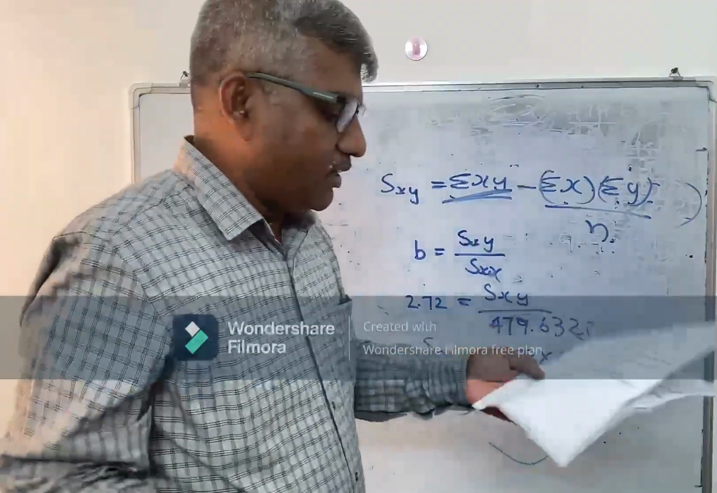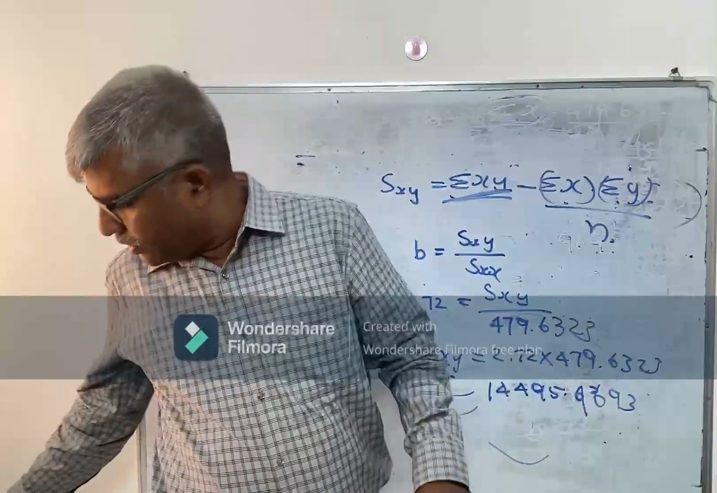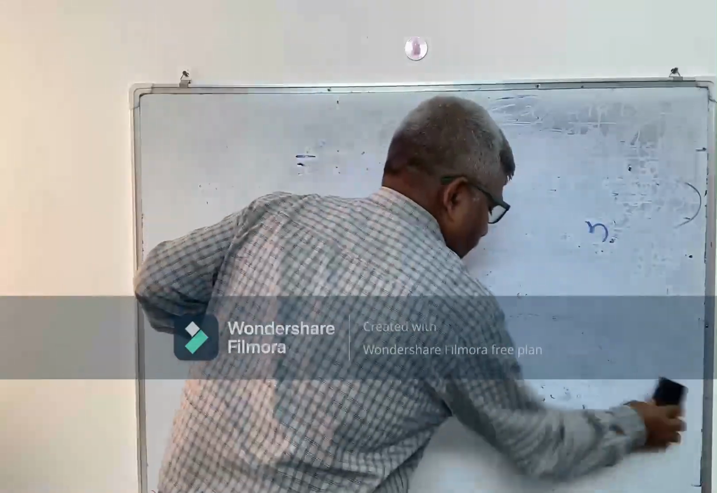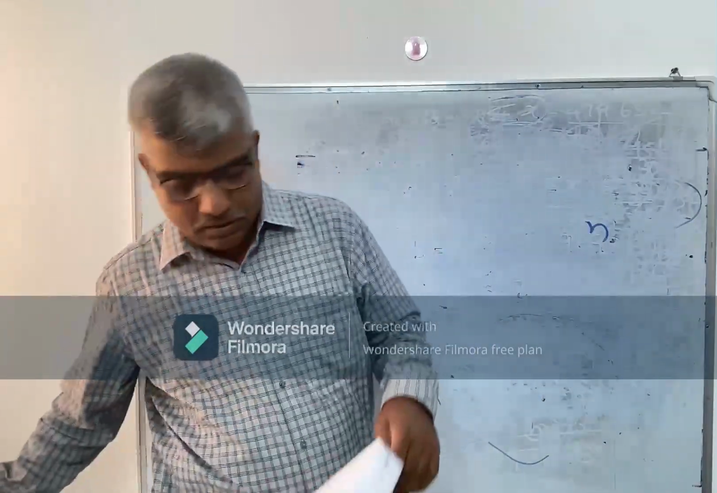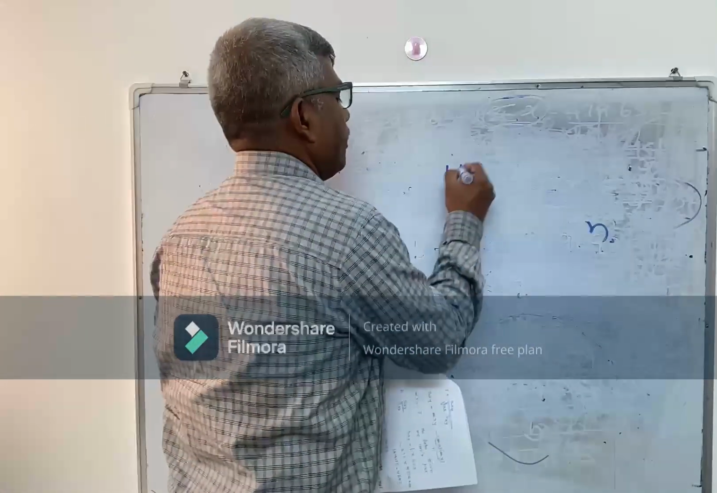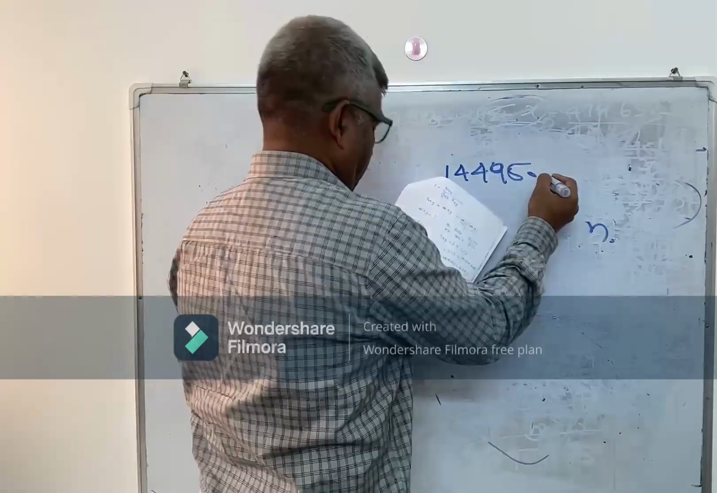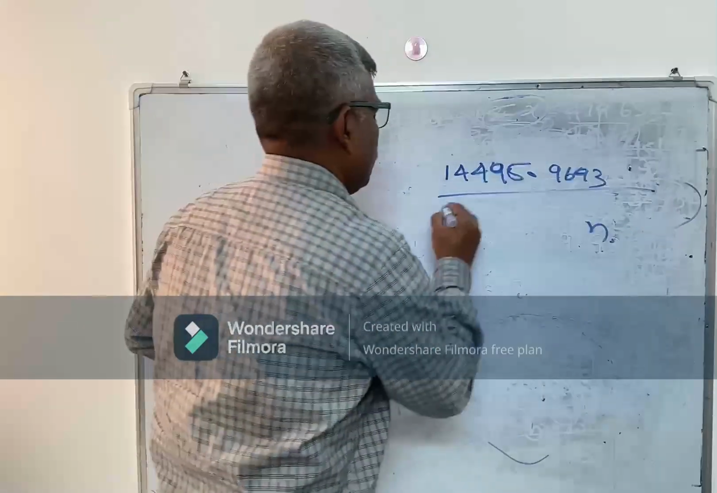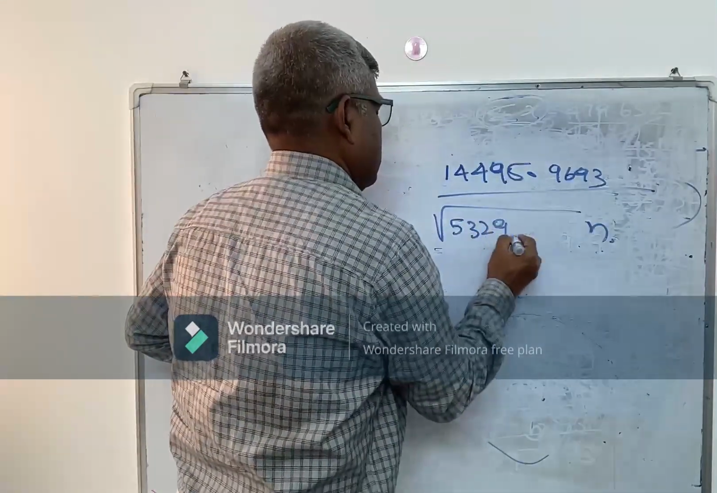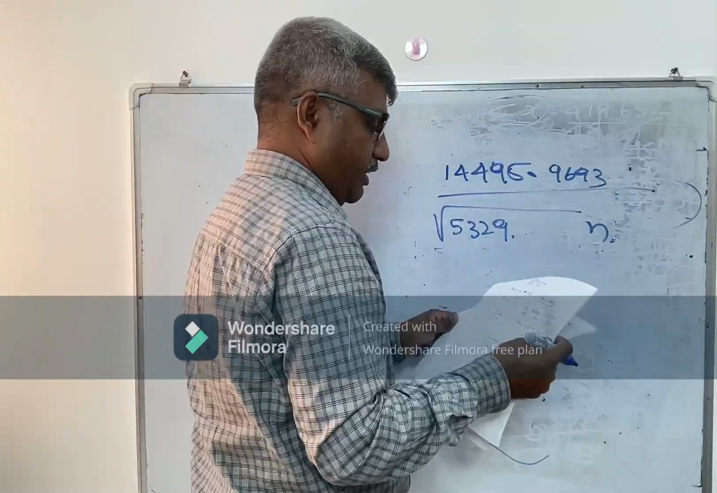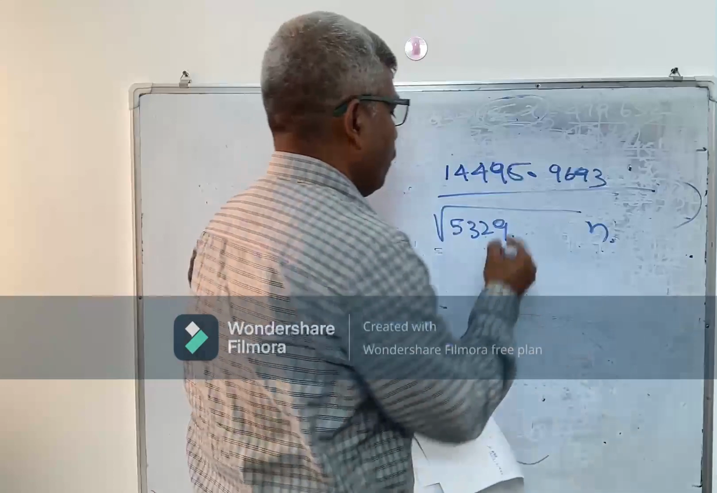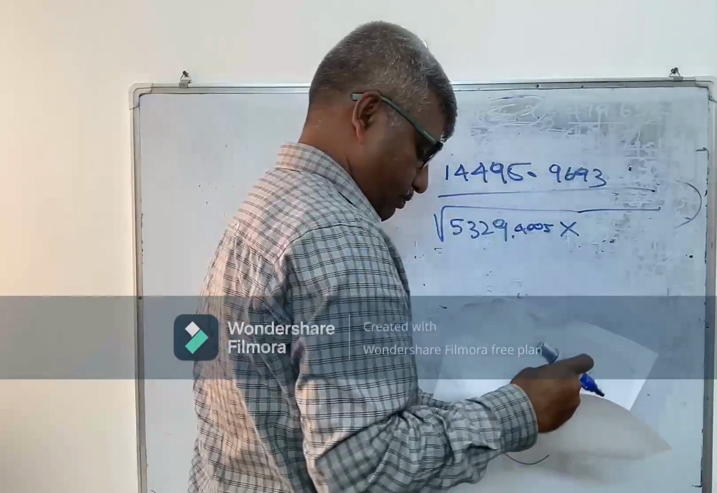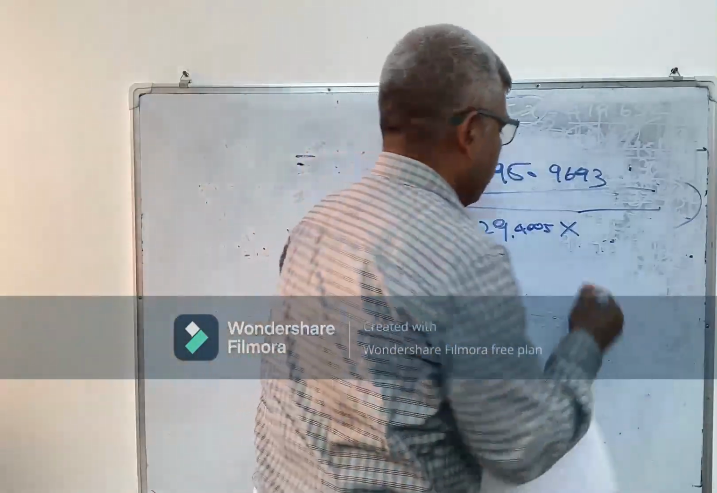Okay. Now r you can easily find out. r is equal to 14,495.9693 divided by the square root of 5329.4005, this is the Sxx value, times the Syy value, 40,412.